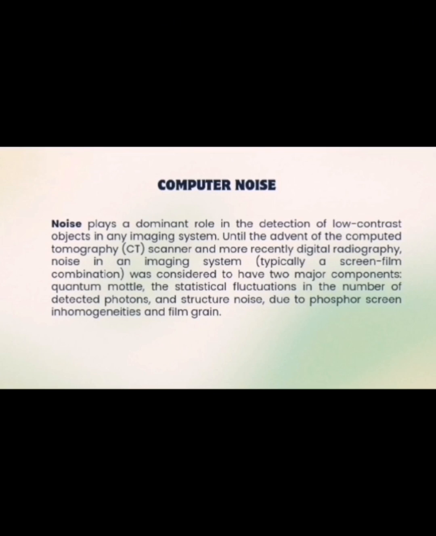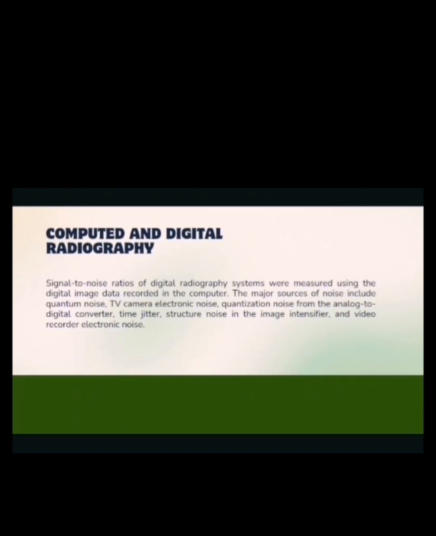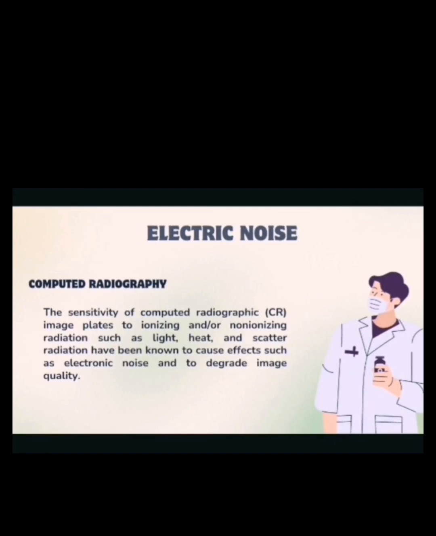Computer noise refers to random variations in pixel values in an image caused by electronic factors such as signal amplification, digitization, and processing. It can manifest as graininess or speckling in the image, reducing overall image quality. The signal-to-noise ratio, SNR, of the TV camera required significant improvements before digital video subtraction angiography with intravenous injections could be implemented.